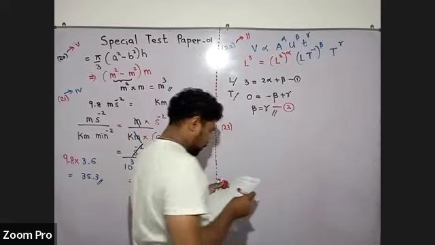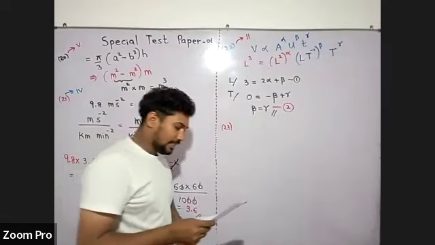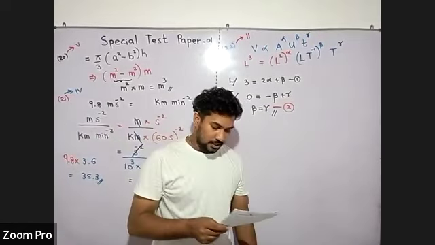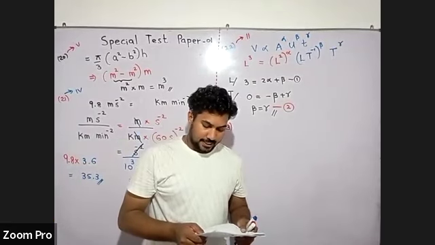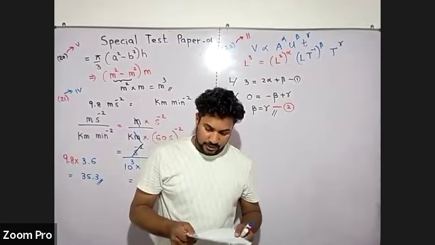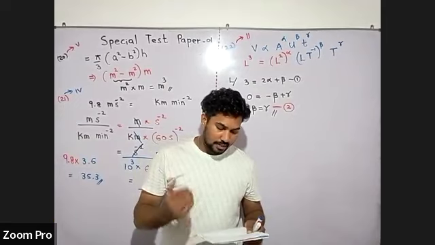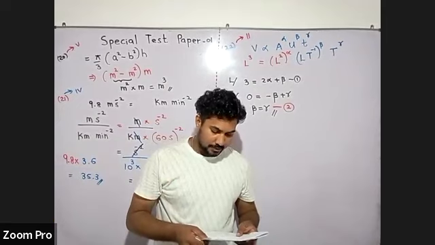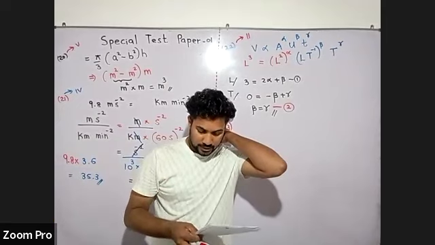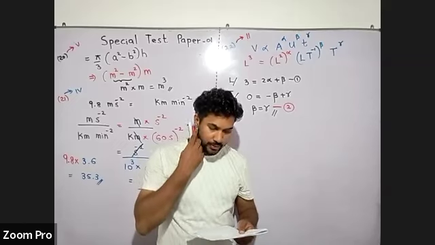In the 23rd question, which of the following relations is dimensionally correct, where h is the height to which a liquid of density rho rises in a capillary tube of radius r. T is the surface tension of the liquid. Theta is the angle of contact. G is the acceleration due to gravity, right?